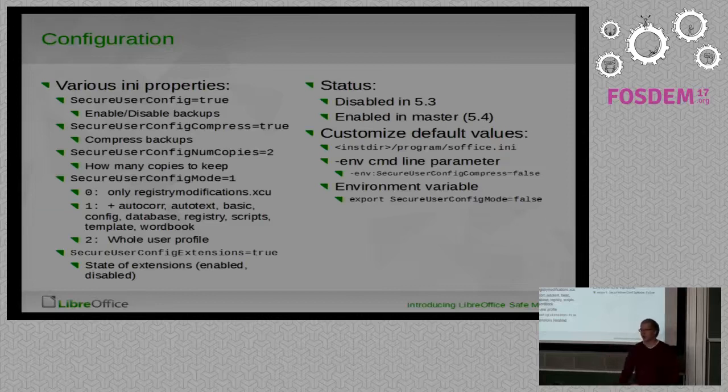Then 1 is the default. It also backs up autocorrection, auto text, basic scripts, configurations, databases, registry scripts, templates, and the workbook. We excluded certain parts like the gallery because that might become too big. And 2 means the whole user profile, whatever is in there, because extensions can also put content there. Maybe you want to back up that too.